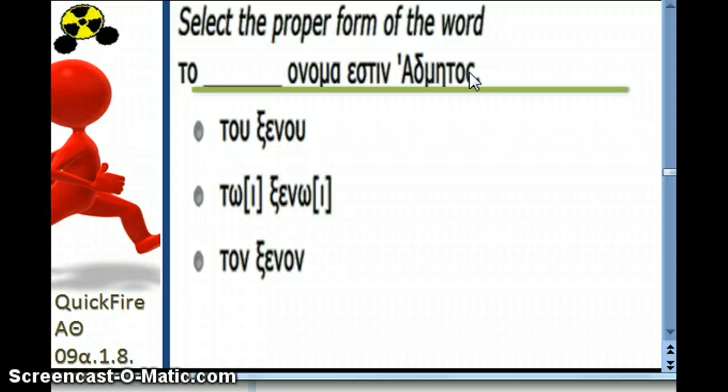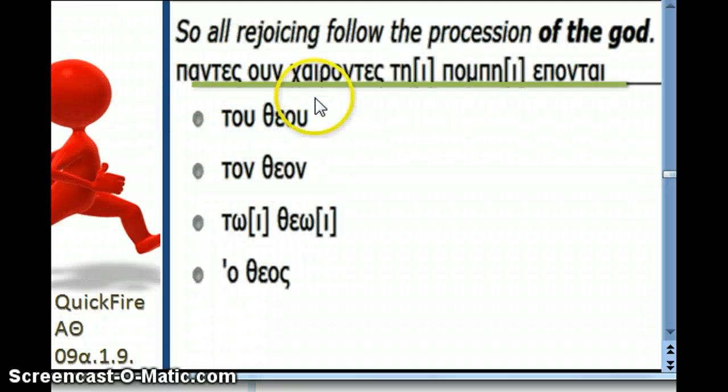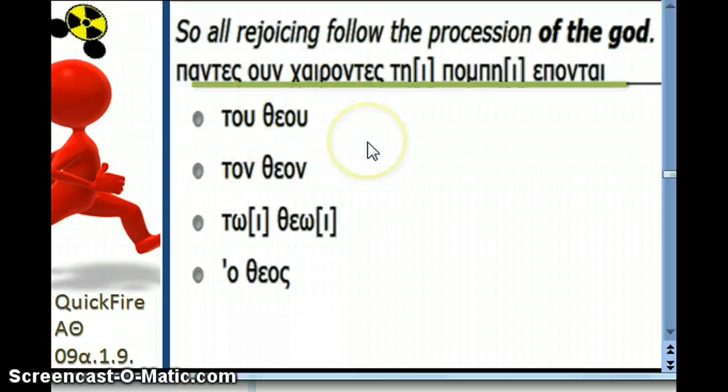The nice part about Greek is you can clearly know where the possessive will be most of the time because of that definite article sandwiched in there between the definite article and the noun. Of the god, of course, would be tou theou. Beautiful.